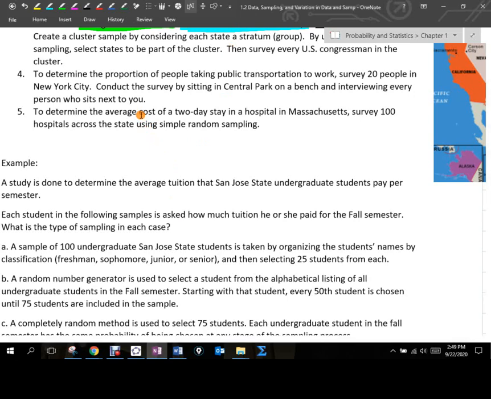So the 20 people would be your sample, right? Okay. How are they sampling them though? How are they getting that 20 people? What technique are they using? Convenience. Okay. And we know convenience is inherently biased.